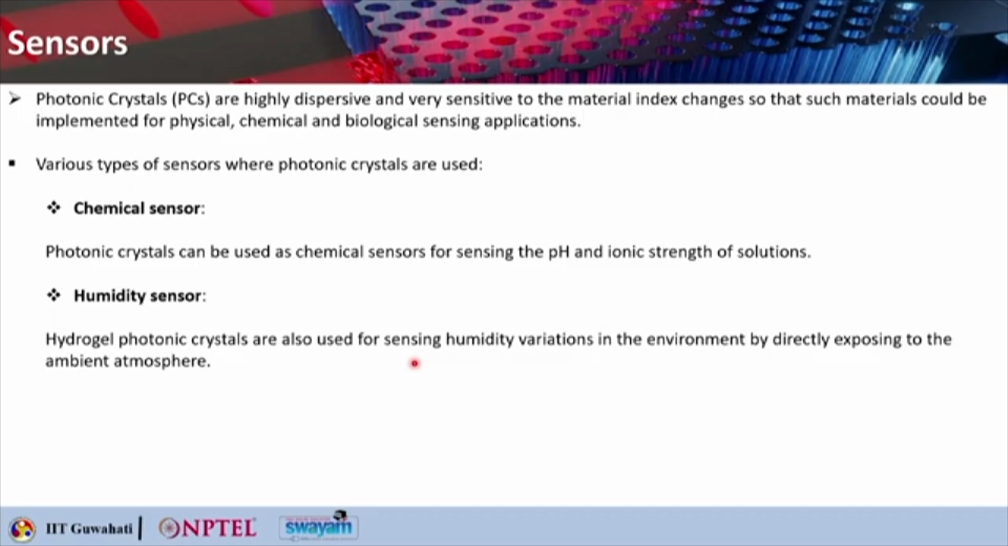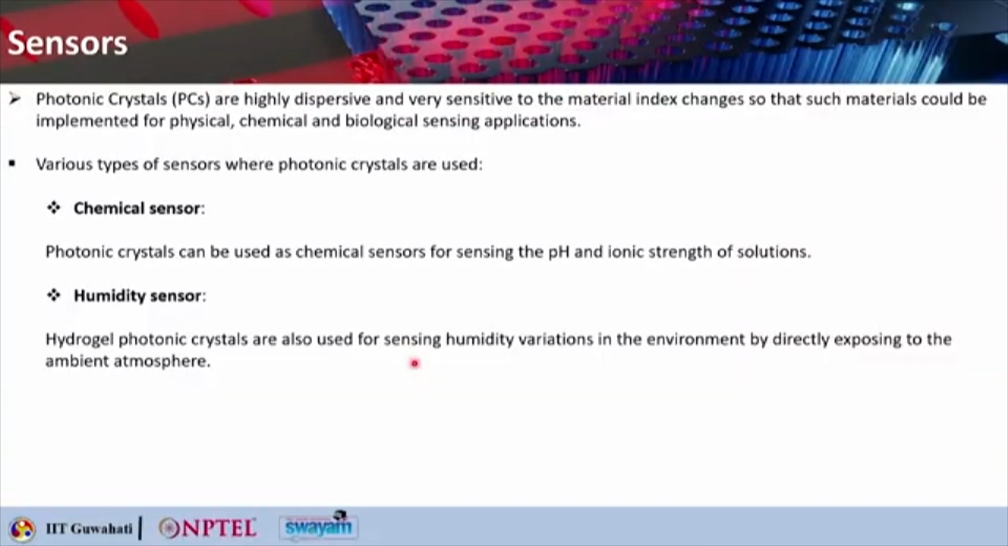Now what are these hydrogel photonic crystals? They basically refer to a class of photonic crystals that incorporate hydrogels, which are nothing but three-dimensional networks of hydrophilic polymer chains capable of holding large amounts of water in their structure. These materials exhibit responsiveness to external stimuli such as changes in pH, temperature, or the presence of specific chemicals, making them valuable for various applications in sensing, drug delivery, and tissue engineering.